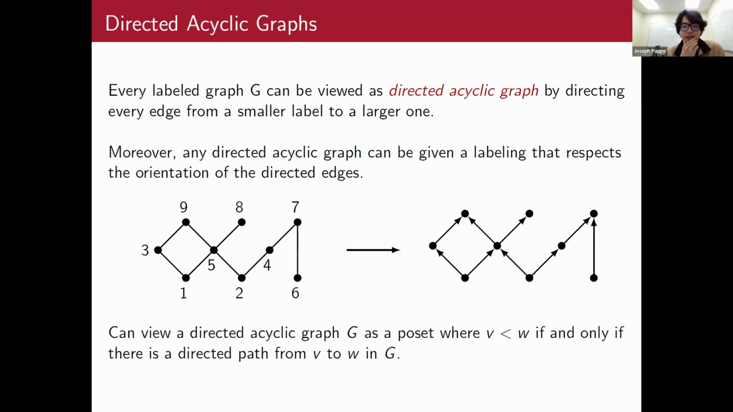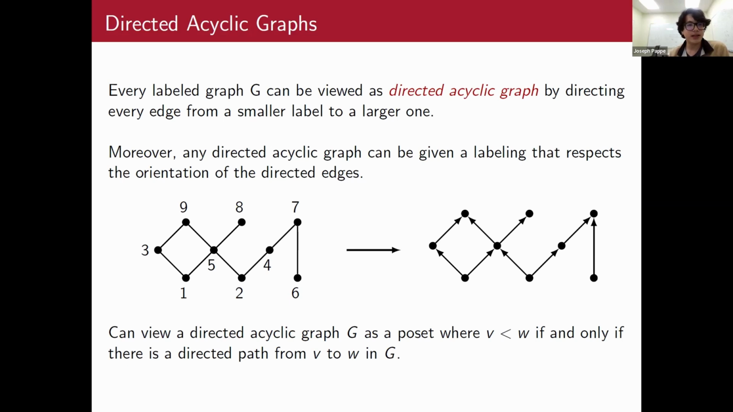Moreover, we can view this directed acyclic graph as a poset, where a vertex v is less than w if there's a directed path from v to w in our graph. Okay? So in this graph here, these bottom elements are the minimal elements of our poset, while the top ones are the maximal ones. And in fact, this directed graph actually gives the Hasse diagram of the poset.